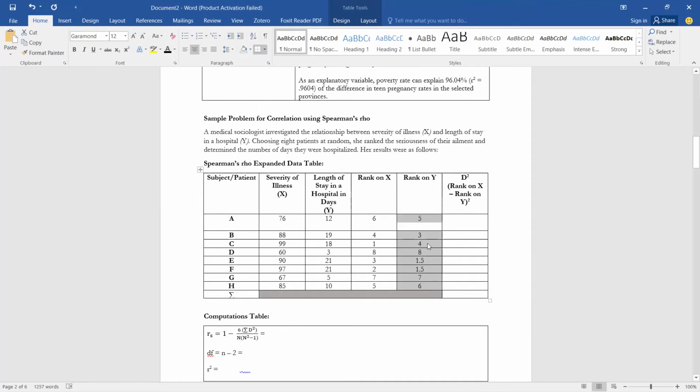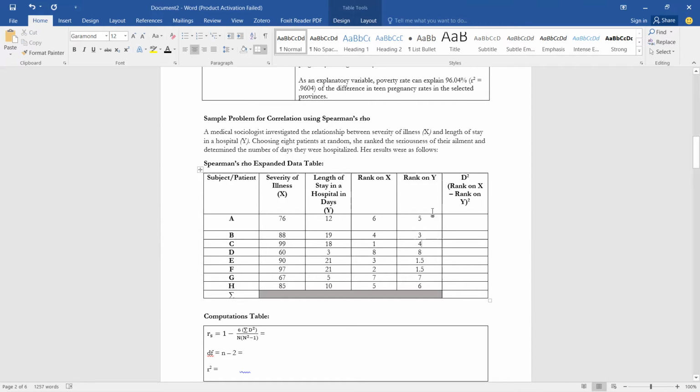No? Ang fourth placer natin is patient C na naka 18 days. Then 12 days si patient A. And then 10 days si patient H. And si G, patient G, stayed there for 5 days, which may rank them at 7. And last, only 3 days, which coincidentally also had the least serious illness or ailment. Rank 8 naman siya sa rank sa Y, or length of stay in the hospital.